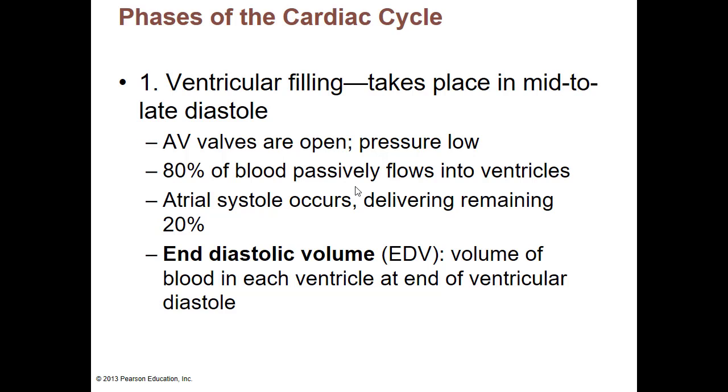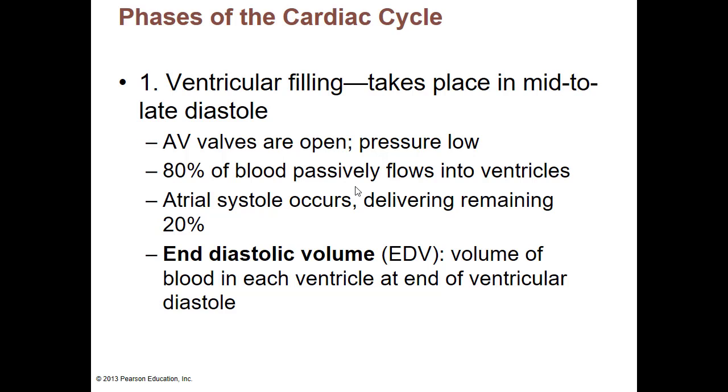So when your ventricles are filling with blood, your atrioventricular valves are open so that blood goes from atria to ventricles. 80% of all the blood that goes from atria to ventricles does it passively, which means you don't even have to contract and push it. It wants to go there because of blood pressure. When the atria contract, it forces that other 20% from the atria to the ventricle.